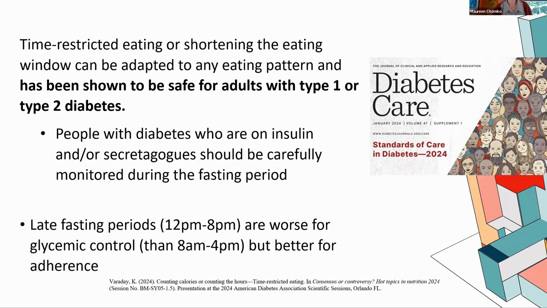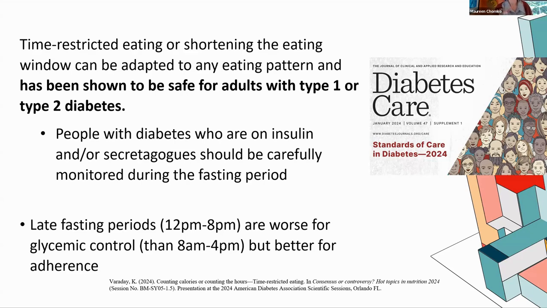We do know that the later fasting period is much more popular. So most people do about 12 p.m. to 8 p.m. But unfortunately, it's worse for our glycemic management. So 8 a.m. to 4 p.m. is a great window for glycemic management, but unfortunately, no one wants to do it.